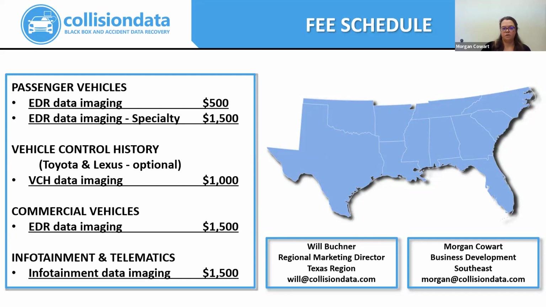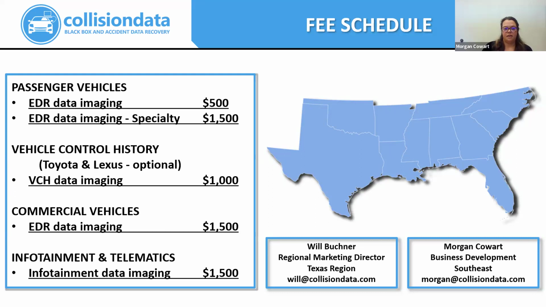And so here on the screen is our fee schedule. So for the passenger vehicles, for a typical EDR data imaging, it's going to be $500 flat. There's no additional or hidden fees. $500 to go out and photograph and download your vehicle. The specialty vehicles would be your exotic cars, and then as well as Teslas, due to the amount of time it takes to download those and the licensing required from Tesla. Those are set at a higher rate.